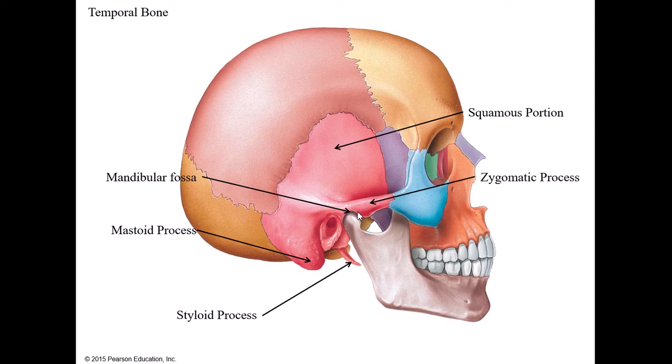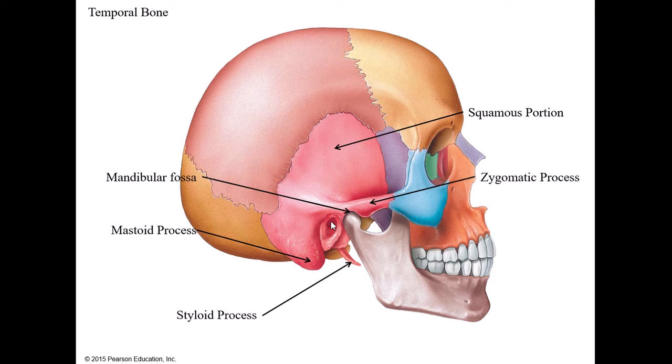Here's another fossa. This shallow depression right here allows for articulation with our jawbone, known as the mandible. So this is called the condylar process of the mandible. We'll do that in a separate lab. That's going to articulate with this shallow depression right here, forming something called the temporomandibular joint. We sometimes just abbreviate that to TMJ. Okay, so what you want to look for is the shallow depression right here, the mandibular fossa. We're going to cover this in a separate video also.